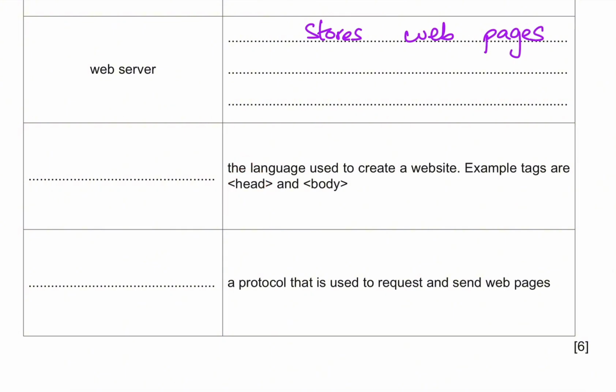The language used to create a website, example texts are head and body. Oh, this is really easy when you have these kind of questions, when the example is given as head and body and they're given using these symbols. So these are examples of HTML. So Hypertext Markup Language. You can also write HTML, but it's nice to write the full form so that the examiner does not cut off marks for you.